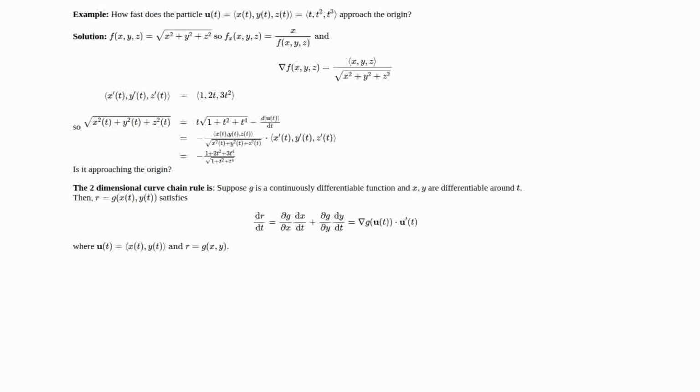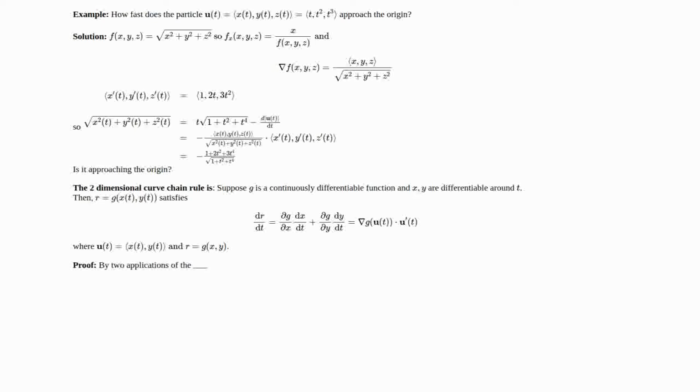dr/dt. The full derivative is the partial derivative of g in x times the derivative of x with respect to t, plus the partial derivative of g with respect to y times the derivative of y with respect to t. And we can rewrite this in the compact gradient notation again as the gradient of g at u(t) dot product with u'(t). Here u is this vector function for position, x(t), y(t), and r is just g of x, y. And so how do we prove this?